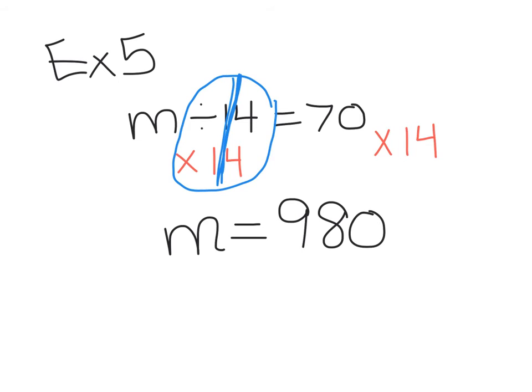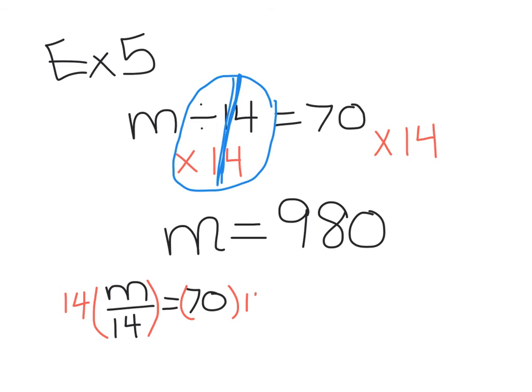Sometimes you'll see me write a question that is a divide like this. M divided by 14 is equal to 70. You do it the same way. It's the same question. You just multiply. So you'll see me do this to show that I'm multiplying both sides by 14. And then, again, the multiply and the divide cancel each other out. And you're just left with m is equal to 980.